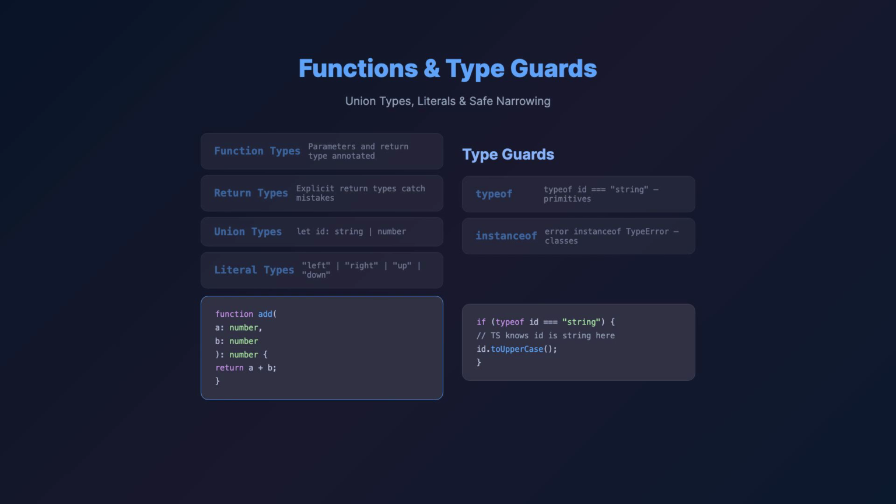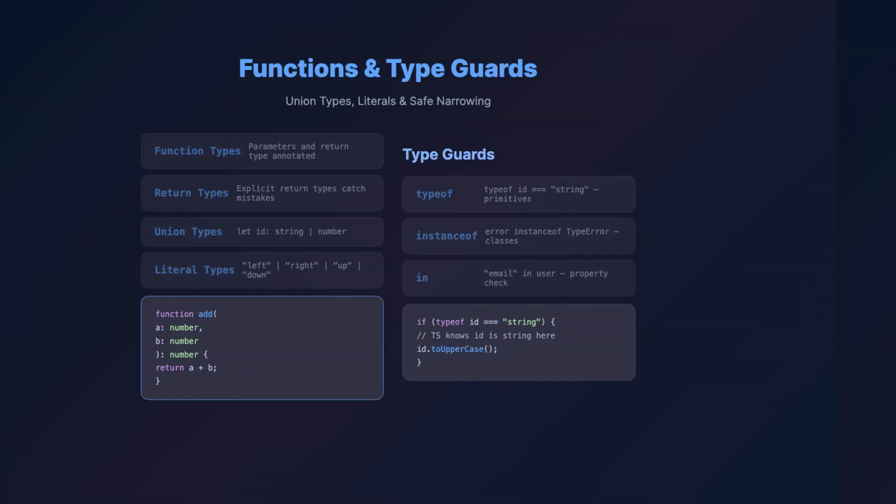Type guards help you work with union types safely. The typeof operator checks primitive types. if (typeof id === "string"). Inside the if block, TypeScript knows id is a string. The instanceof operator checks class instances. If error instanceof Error, TypeScript narrows the type to Error. The in operator checks if a property exists on an object. if ("email" in user), TypeScript knows user has an email property. Type guards let you write code that handles every possible type safely.